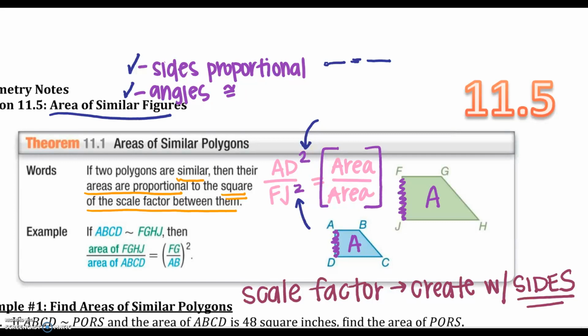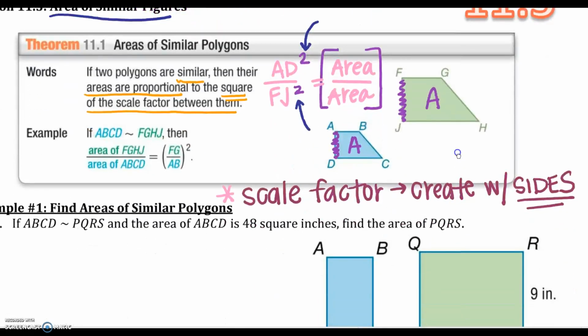If they ever ask you for the scale factor of your figures, create it with the sides. If they ask you for the area scale factor, then you would use your area numbers. But if they don't say area scale factor, just use your side lengths.